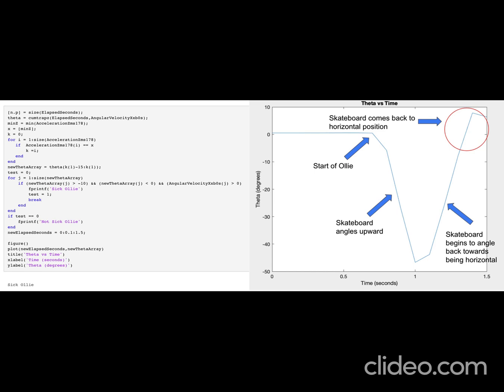The board, however, will be in this angle range twice, once when it first angles upwards to jump, and a second time when the board begins angling back towards being horizontal. To find if the angle orientation is in the correct range the second time, we also must test whether the angular velocity is positive in the x direction.